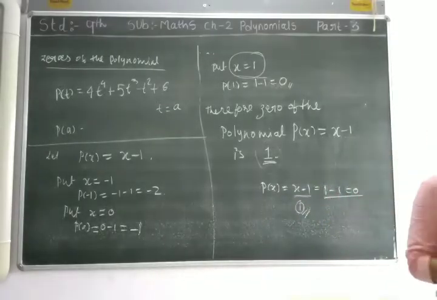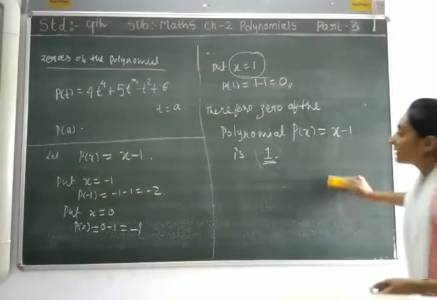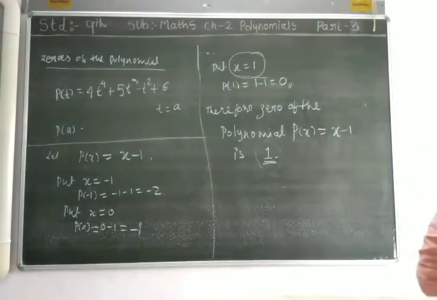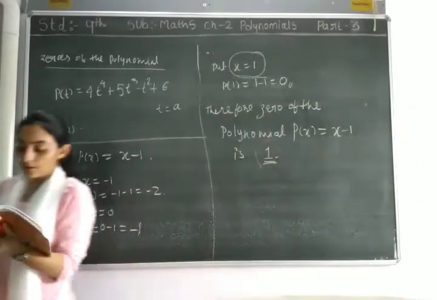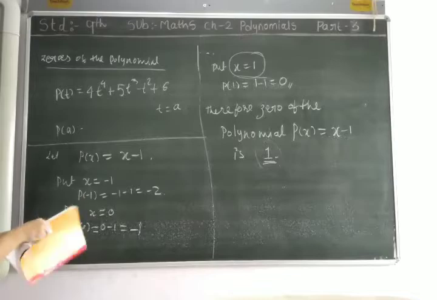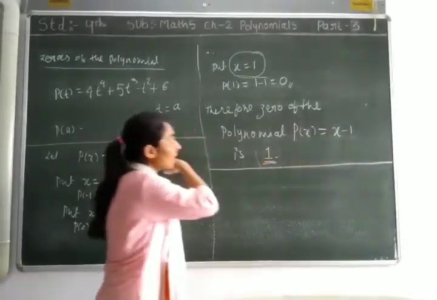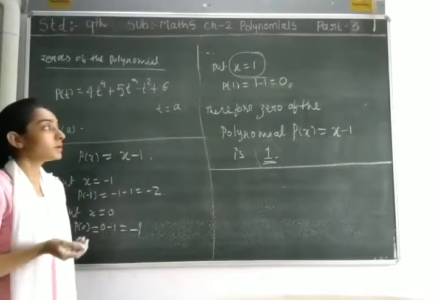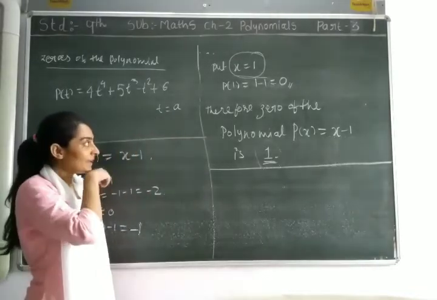1 is the factor of this one. So, this way we can say. Now, take one more example, so we'll get a better idea what the zeros of a polynomial are.